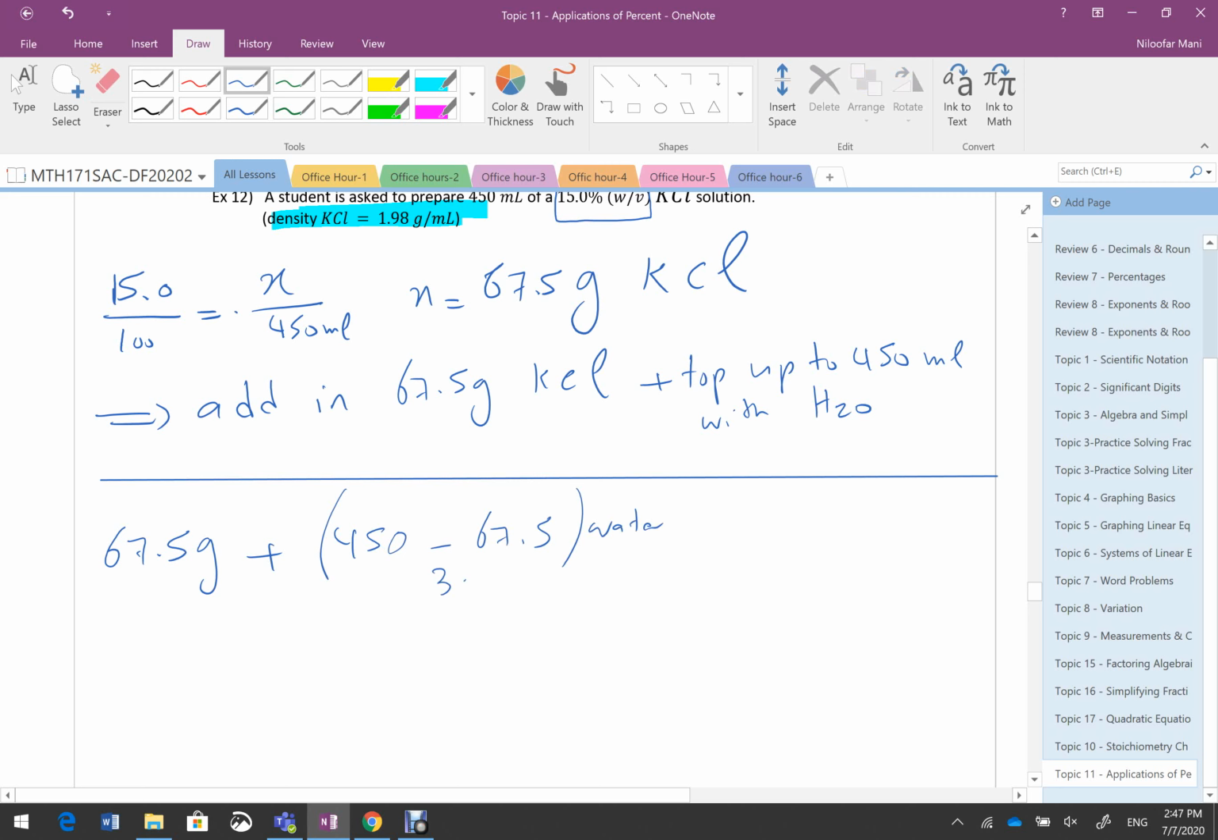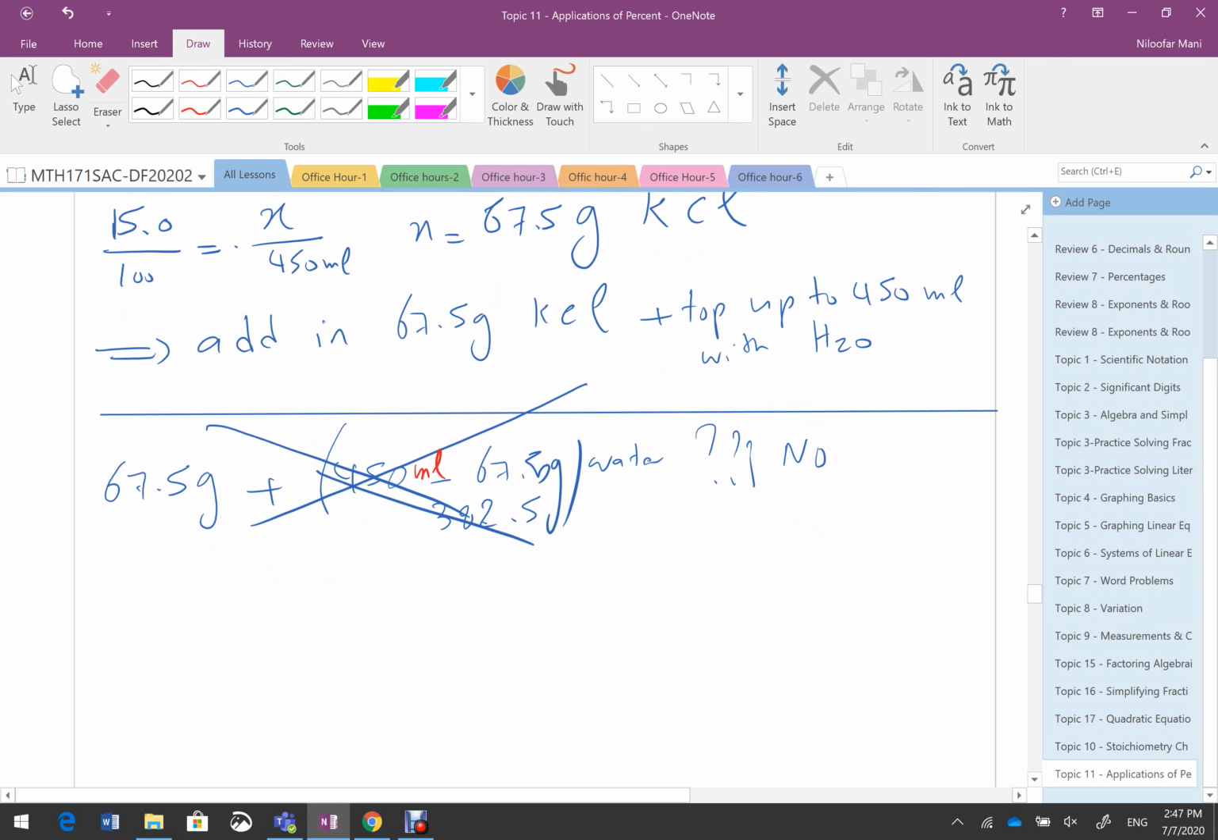Which is 2.5 water. Can I do that? The answer is no, because one of them is gram, one of them is milliliter. Sorry. That's milliliter, that's milliliter here, and that's gram. Okay, this is not correct. So what should I do here?